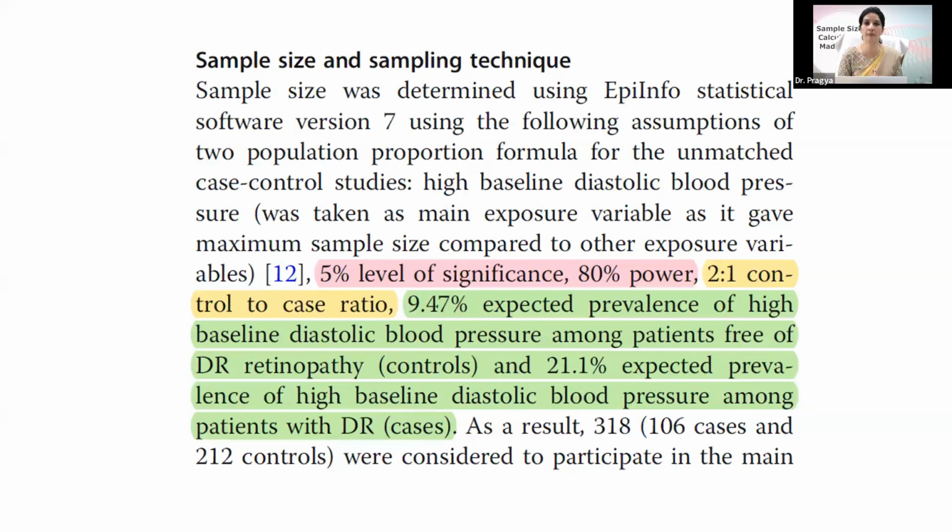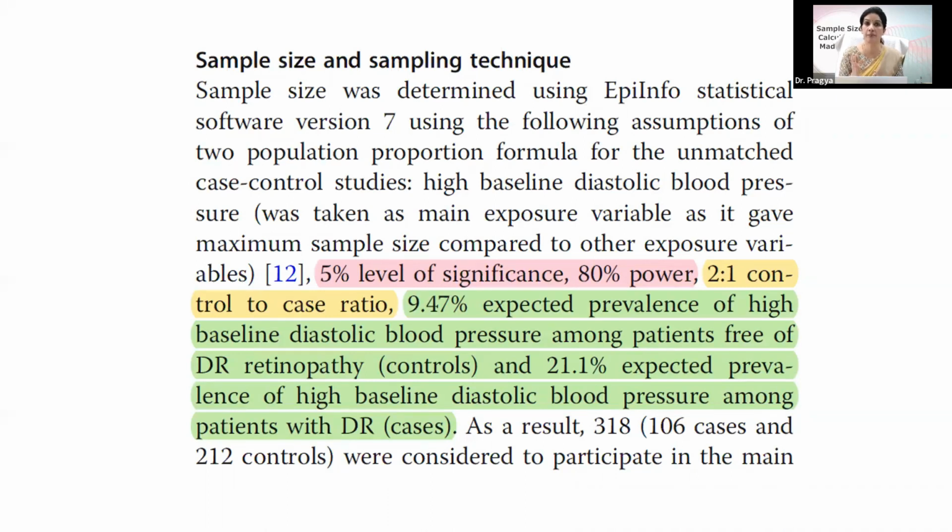Now let's see what the inputs are in this case. The level of significance is 5%, the power is 80%. The ratio this author has taken is 2:1, meaning for one case, two controls.